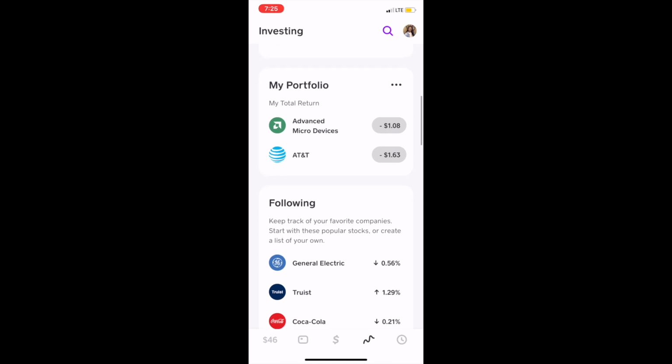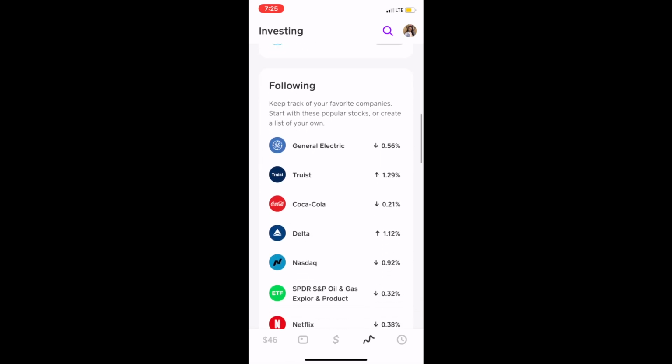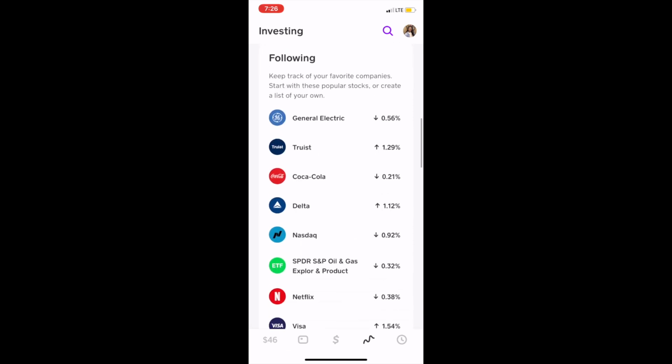Here, you're going to see the companies that you're following. It says keep track of your favorite companies. Start with these popular stocks or create a list of your own. These are the companies that I have invested in and followed.